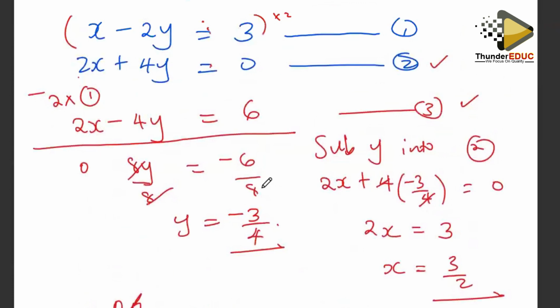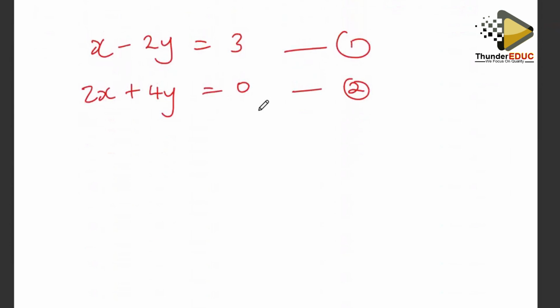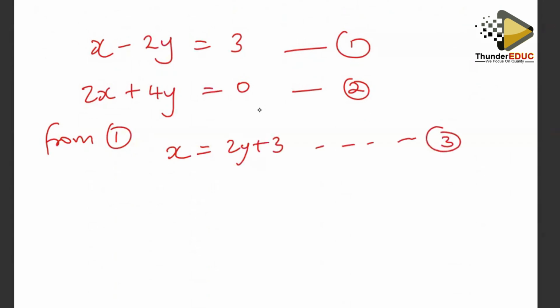Now, the second method, which is the substitution, is to get one equation and make one of the unknowns the subject. So let's say in this case, I can easily make x the subject. Or I can even use equation number 2, depending. So let me use equation number 1. From 1, x is going to be 2y plus 3. I'll call this equation number 3. I'm moving this 2y to that other side.